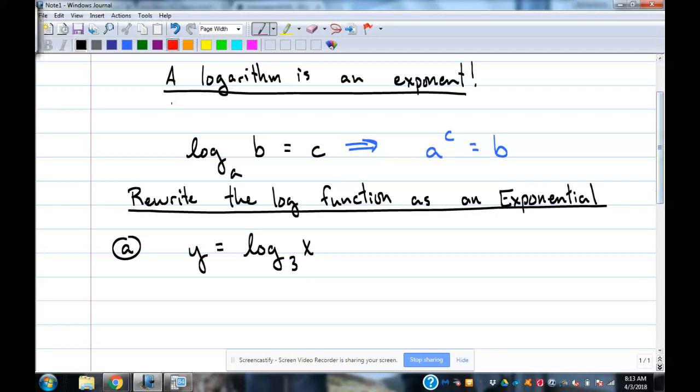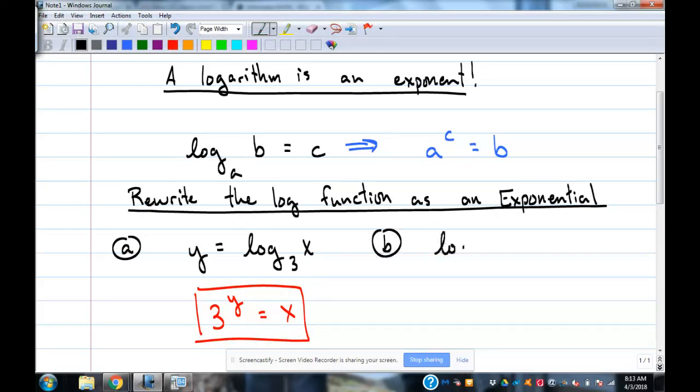So if we're going to rewrite that as an exponential, what's the base of our exponential? 3, because that's the base of our log. Okay, what is the log equal to? Y, which is the what? The exponent, always. So we have 3 to the y is equal to x. And you're done. Not much more to it than that.